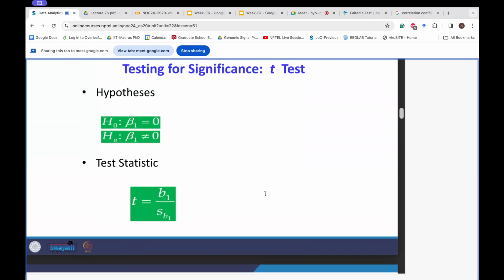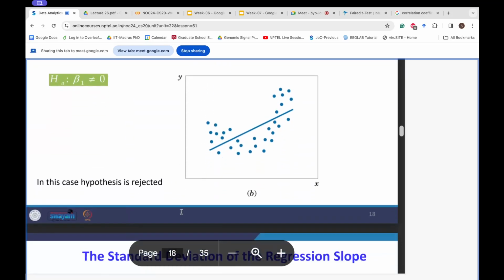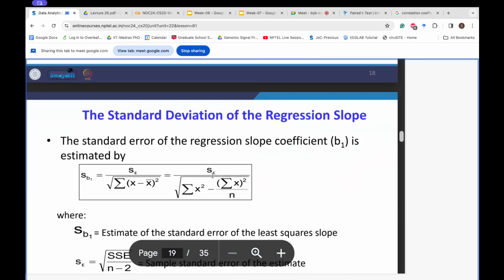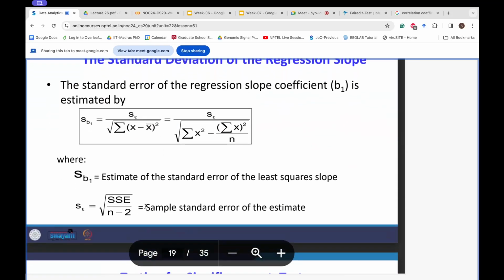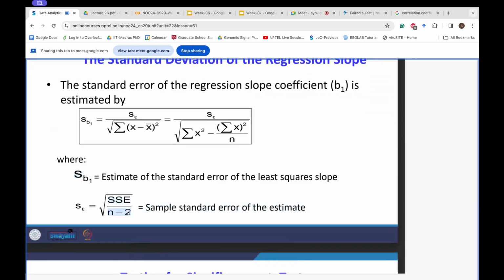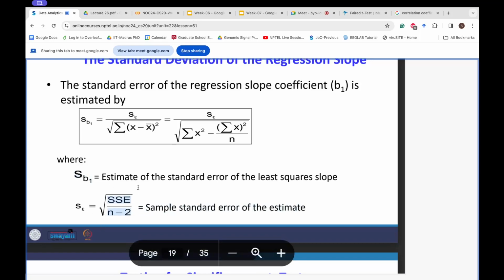So the statistic that you will be computing over here is your b1, the point estimate for the slope, and then the standard error for b1. Now how is the standard error computed? This is nothing but the sample standard error, that is SSE by degrees of freedom. This is nothing but the variance, and the square root of variance is your standard deviation. So this standard deviation is called the standard error.